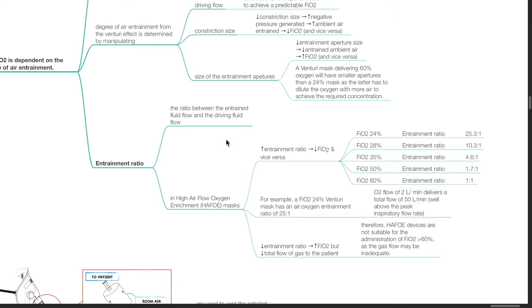For example, a FiO2 24% Venturi mask has an air to oxygen entrainment ratio of 25:1. Oxygen flow of 2 liters per minute delivers a total flow of 50 liters per minute, which is well above the peak inspiratory flow rate. Reduced entrainment ratio results in increased FiO2, but reduced total flow of gas to the patient. Therefore, HAFOE devices are not suitable for the administration of FiO2 more than 60%, as gas flow may be inadequate.